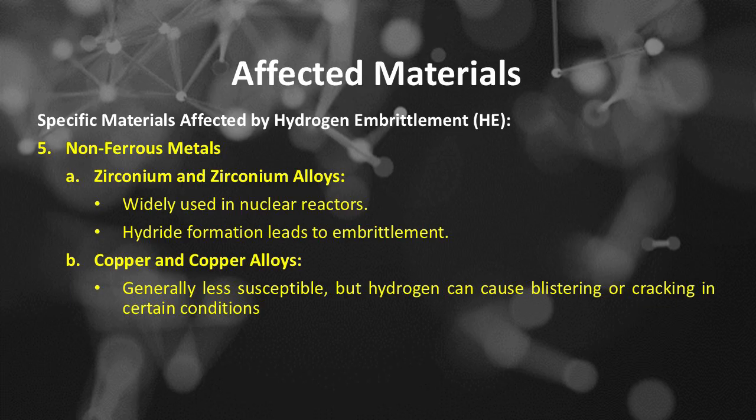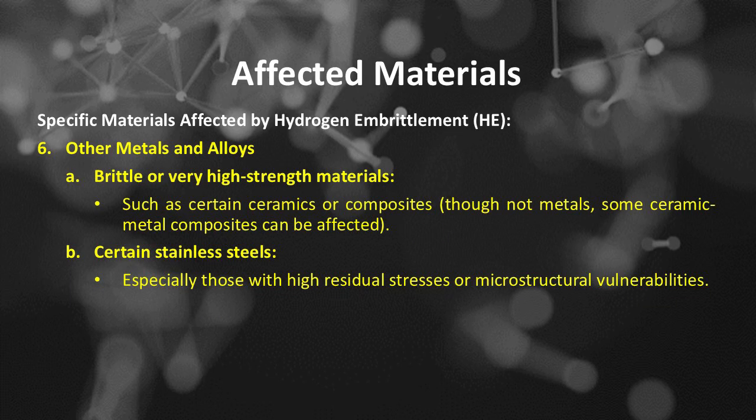Non-ferrous metals, number B, is copper and copper alloys, generally less susceptible, but hydrogen can cause blistering or cracking in certain conditions. Number 6 of specific materials affected by hydrogen embrittlement is other metals and alloys, including number A, brittle or very high-strength materials, such as certain ceramics or composites, though not metals. Some ceramic metal composites can be affected. Number B, certain stainless steels, especially those with high residual stresses or microstructural vulnerabilities.